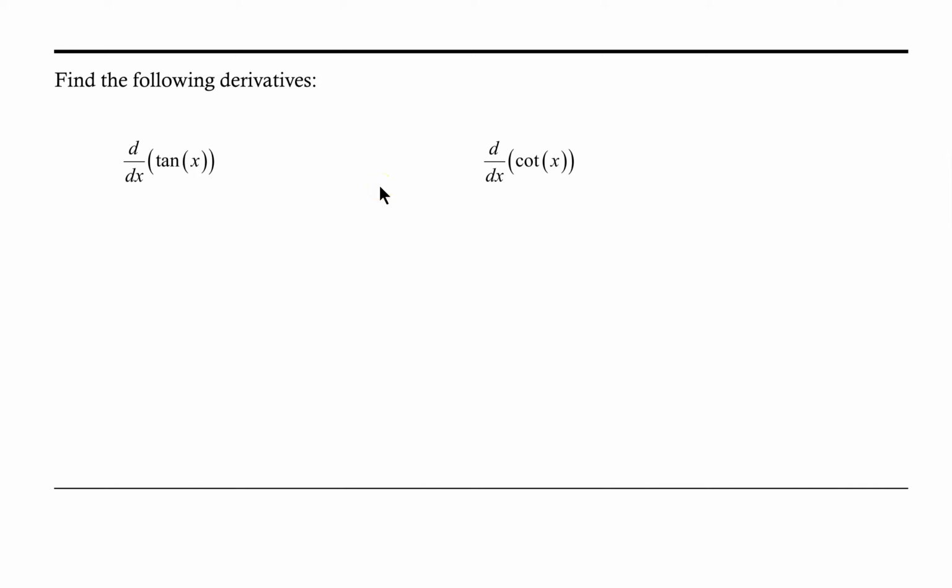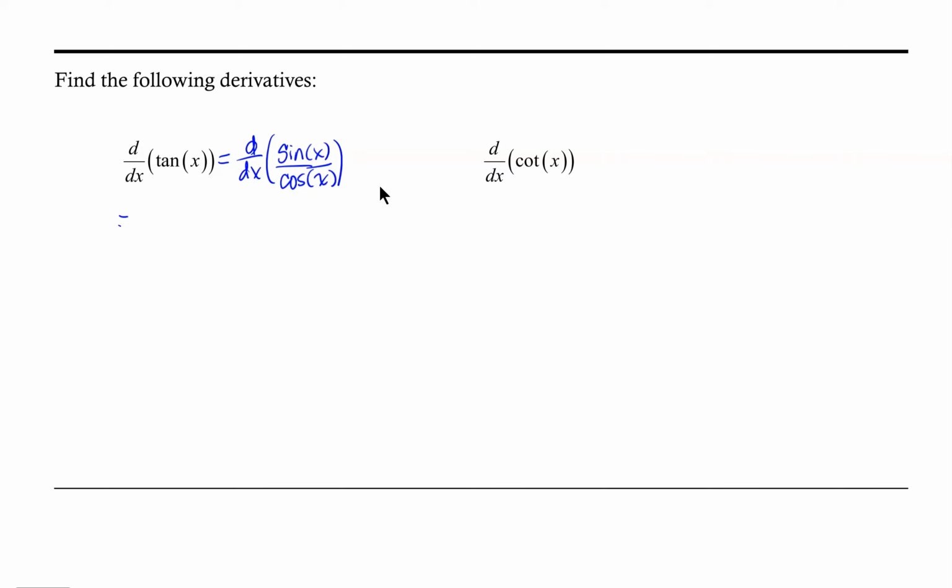Let's use what we know about the quotient rule and the derivative of the sine and the cosine function to find the derivatives of the tangent function and the cotangent function. Let's go ahead and start with rewriting our tangent function. So we're interested in the derivative of sine of x over cosine of x. Now this is presented as a fraction or a quotient, so we will be using the quotient rule.